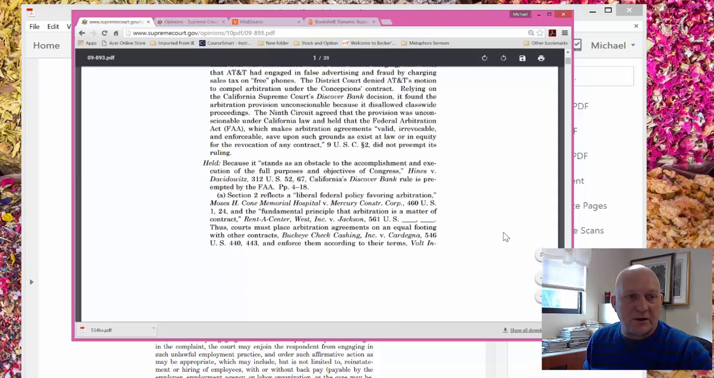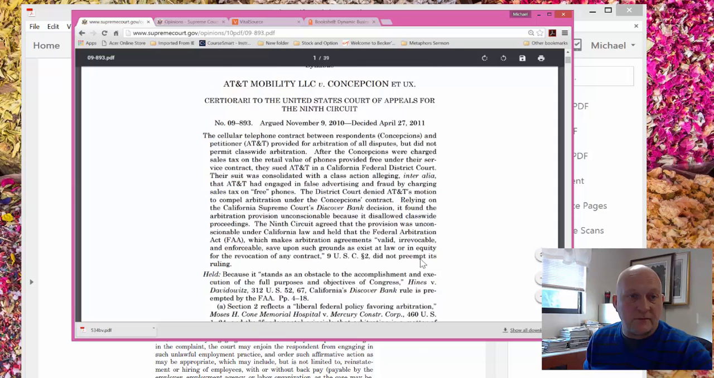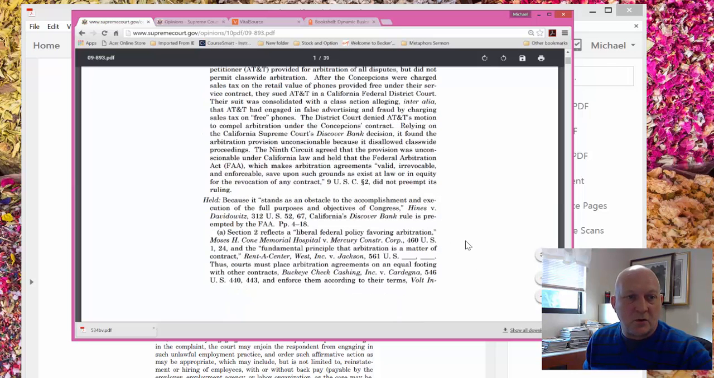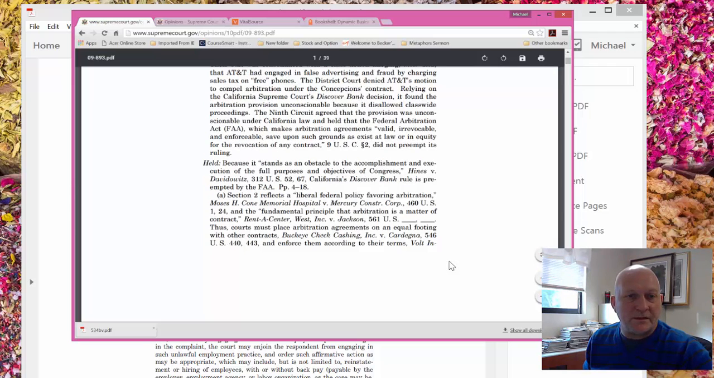In fact, if you start right here, here's some information about the case, facts and so forth, procedural history. Here's the holding, what the court decided. And then you can see here's some of the reasoning behind the holding. And so right here, letter A, Section 2 reflects a, quote, liberal federal policy favoring arbitration, unquote.